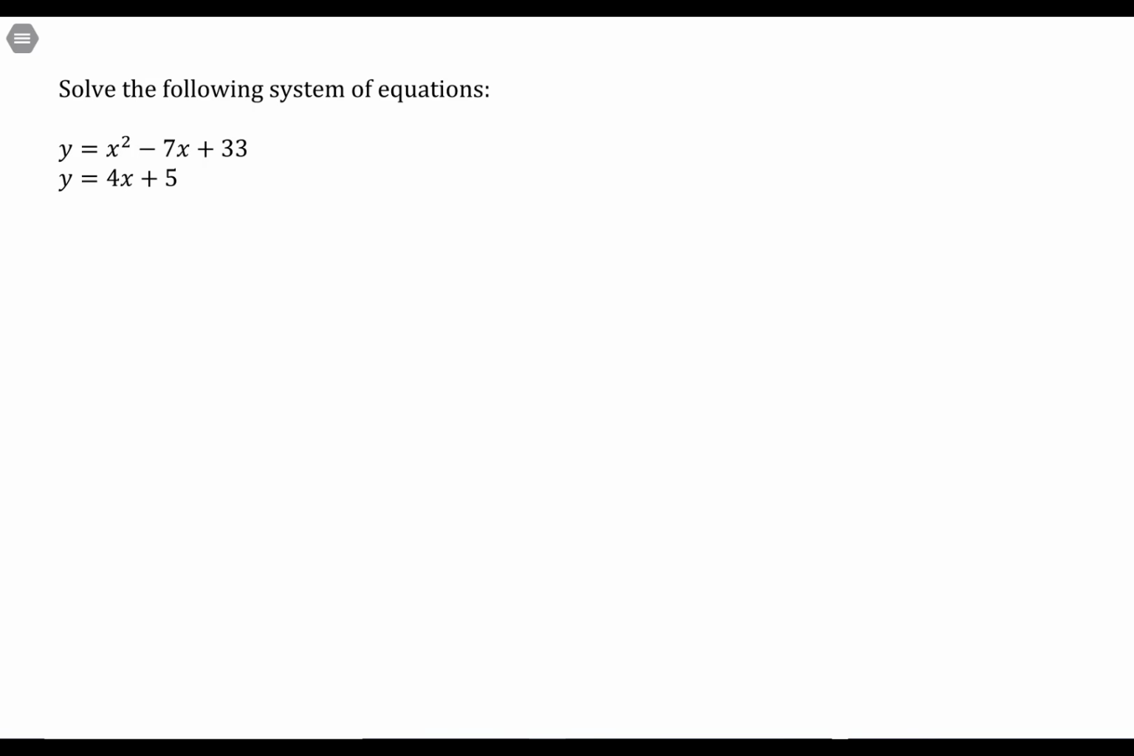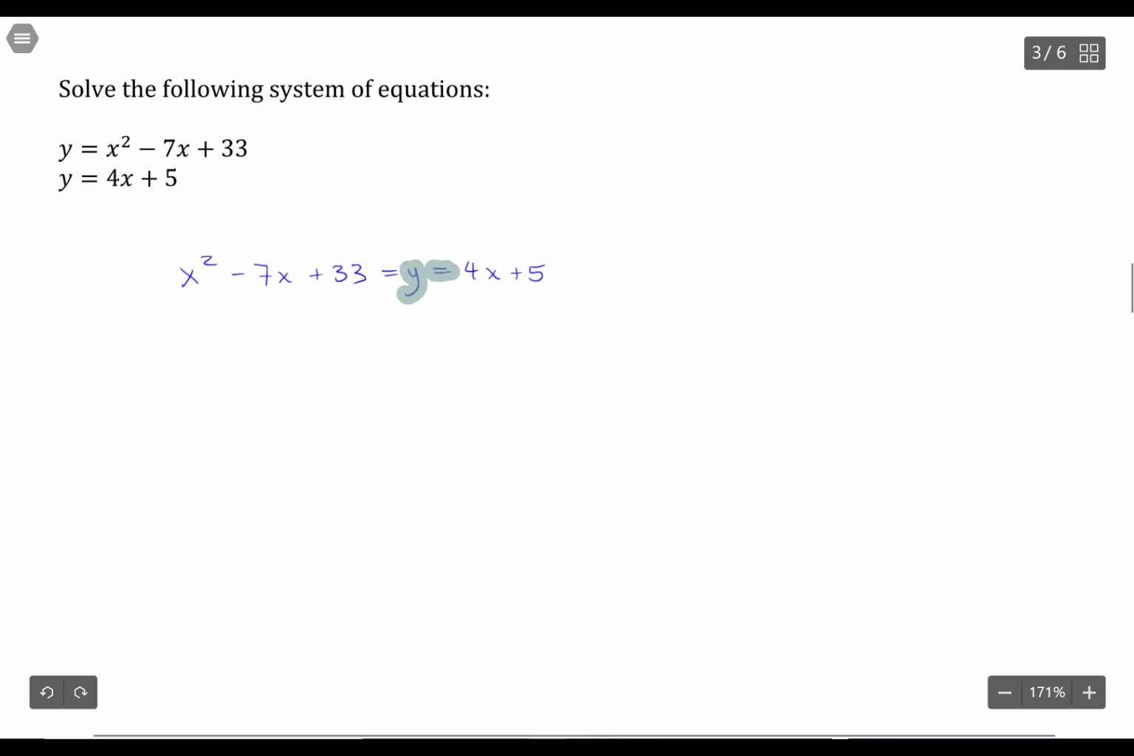Now, to solve this, we need to use solving the equation simultaneously in some way. And in this particular case, what's nice is they're both set equal to y. So what that means is x squared minus 7x plus 33 is equal to y, and y is equal to 4x plus 5. Since they're both equal to the same variable, what that means is you can just set them equal to each other and solve. And that's what we'll do.